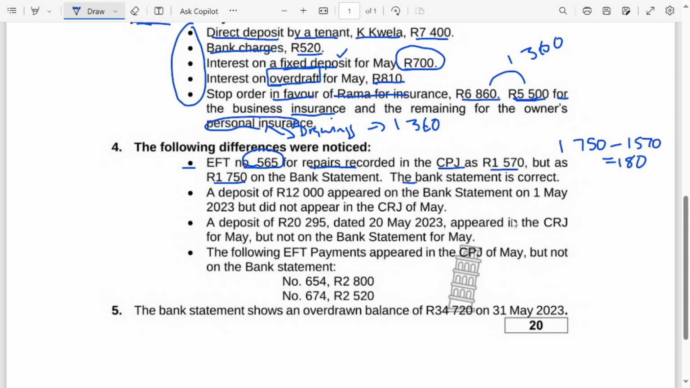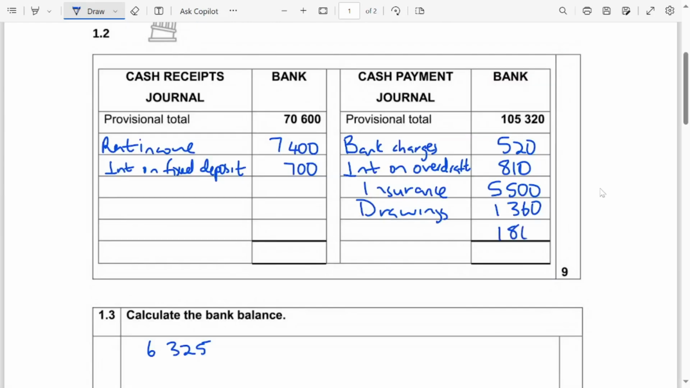So what they're saying is the bank statement is correct, meaning that this 1,750 is correct, and the one in the CPJ is wrong. In the CPJ we paid a lesser amount, so we still need to include this 180 in the CPJ so that the CPJ can increase. So it's 180, which is for the repairs, right? So now let's continue.